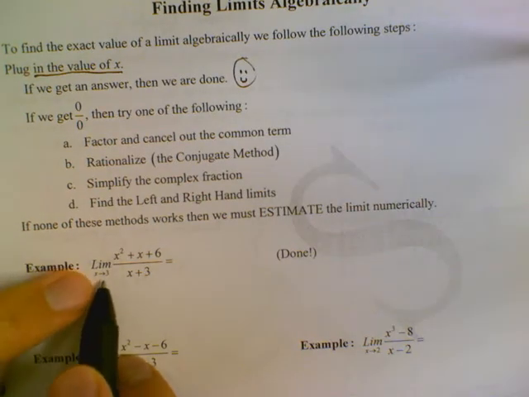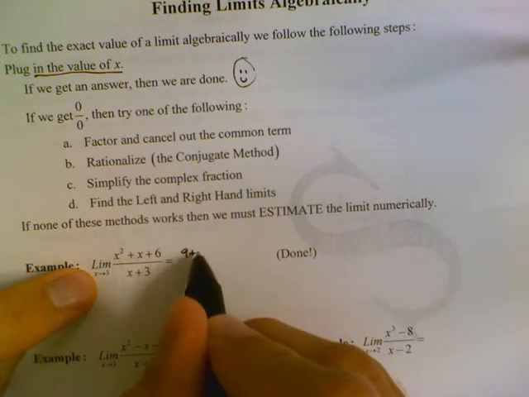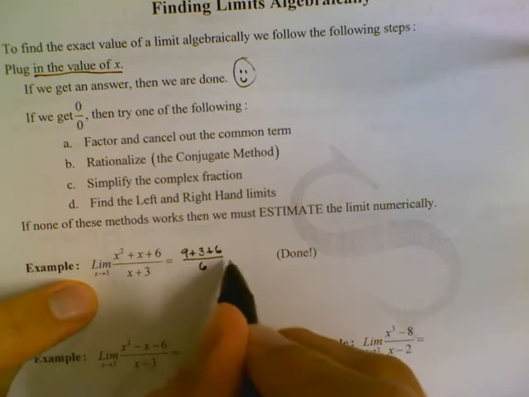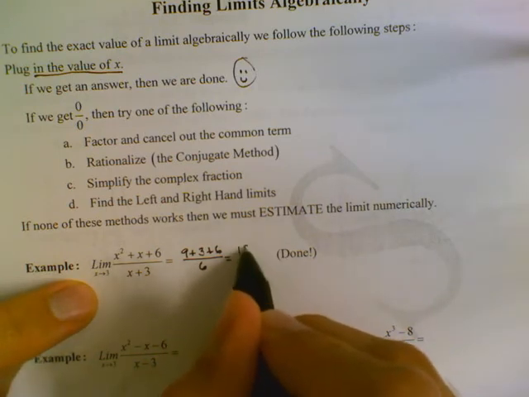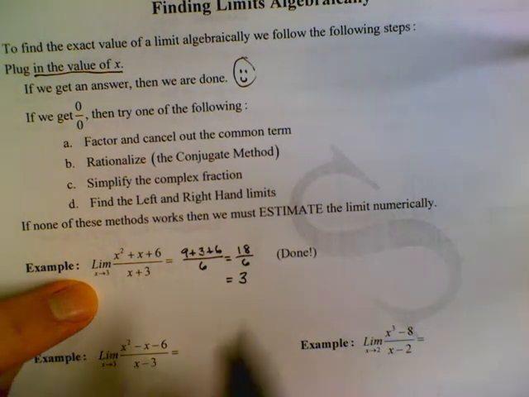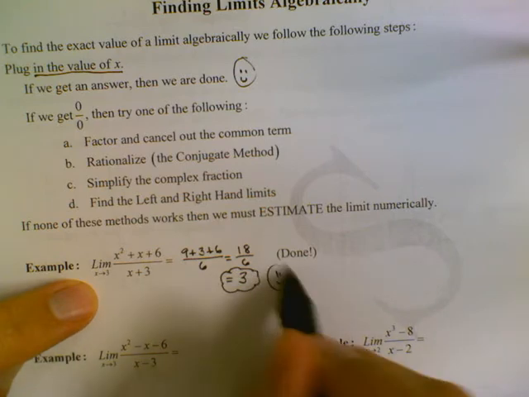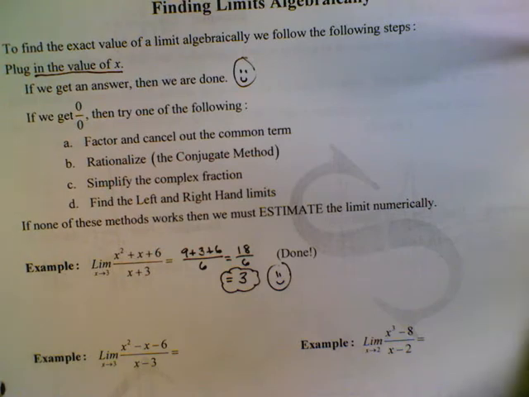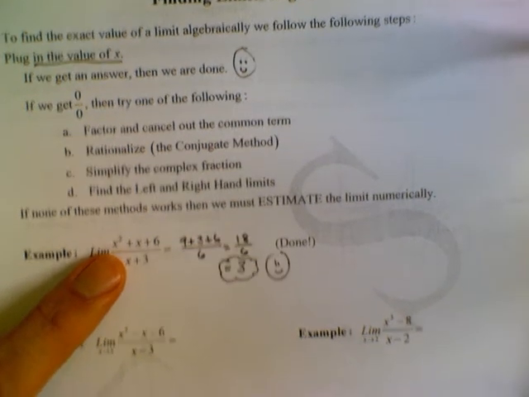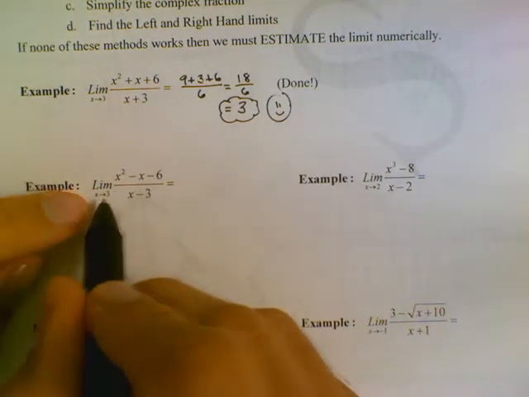So in this case, we're just going to substitute in a 3. That'll give us 9 plus 3 plus 6 over 6. 18 over 6, it looks like. And that gives us 3. Since we get a number, we are done and we are happy about that. Now hopefully I did that correctly. I guess I should go back and double check, but I'm pretty confident with that.